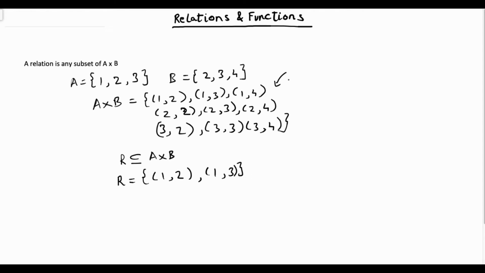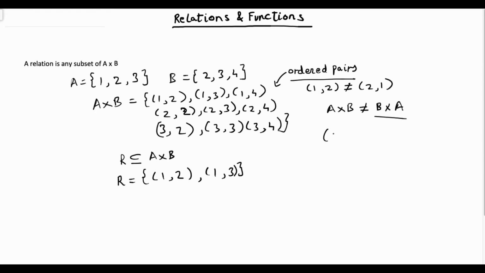So here I used the term ordered pairs. They are called ordered pairs because the order in which they are written matters. 1, 2 is not the same as 2, 1. In general, A cross B is not the same as B cross A. In B cross A, the first element of the ordered pair will belong to B and the second element will belong to A. Whereas in A cross B, the first element will belong to A and the second element will belong to B.